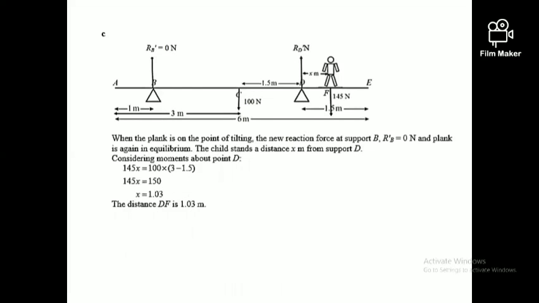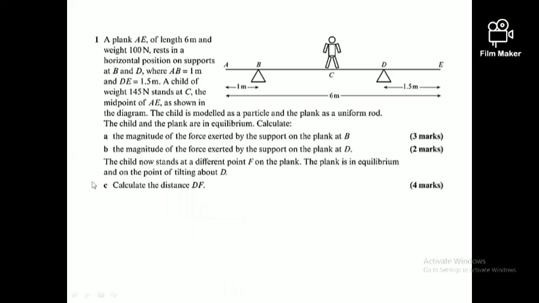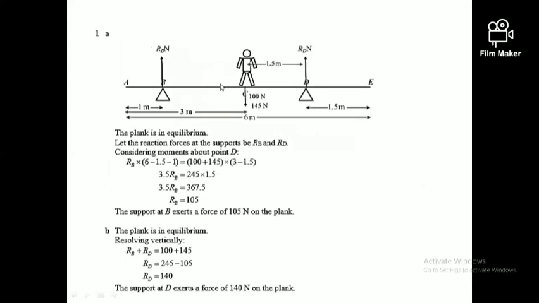Okay, right. Then we will come to part C. The child now stands at a different point F on the plank. The plank is in equilibrium and on the point of tilting at D. So if he is standing at one point, it is tilting about D. We already learned from the previous topics, if it is tilting from D, what is the theory we know? The reaction at D would be 0. Let's go ahead with the diagram and try to understand this theory.